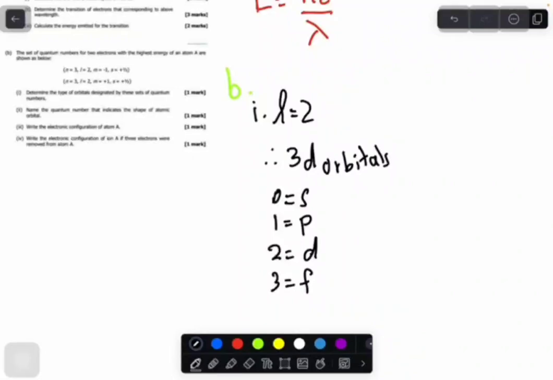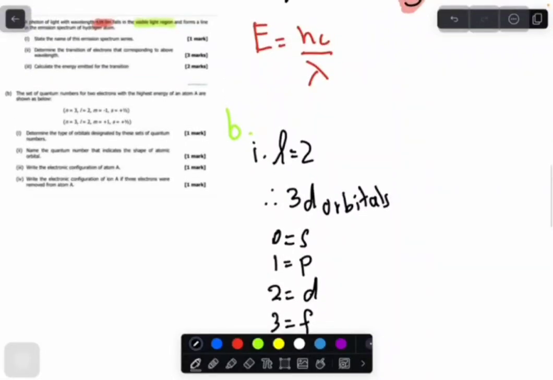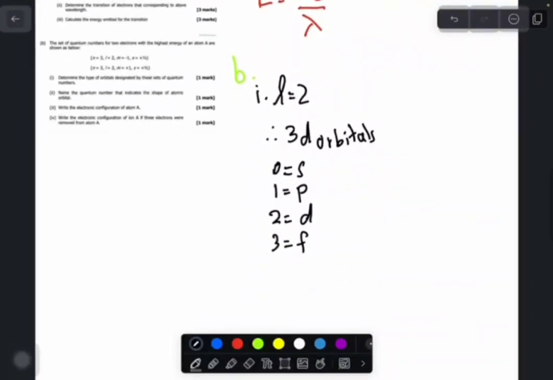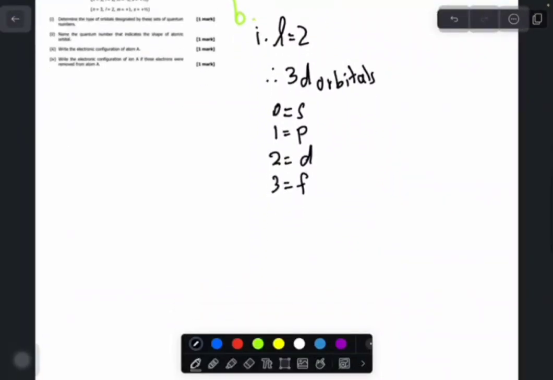And how did I get 3? n equals 3, so it's going to be 3d. If the question said n equals 4, it's going to be 4d. If n equals 5, it's going to be 5d, and so on. If L were to equal 3, instead of 3d, it's going to be 3f. That's all, guys. Very simple. It's just a concept question. If you understand the concept, then you can do this quite easily.